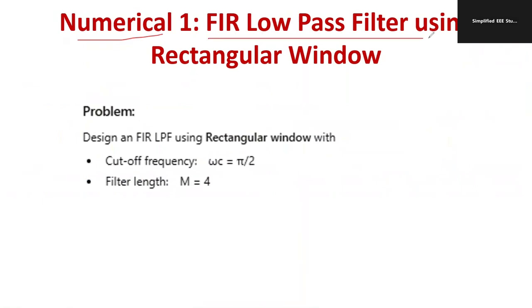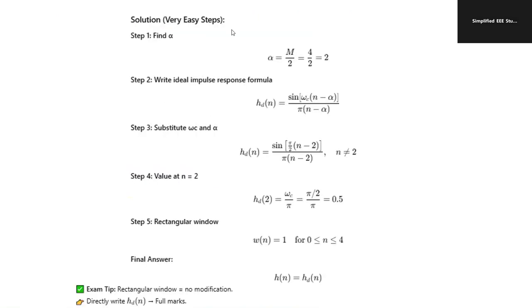Finite impulse response low pass filter using rectangular window. So the question will be in this fashion. Design an FIR LPF using rectangular window with the following parameters. The filter specifications are cutoff frequency omega c given by pi by 2, where filter length M is given by 4. In some cases it is like different parameters, you need not be confused. So these are the parameters they have given. Now what to do? We have to design an FIR low pass filter using a rectangular window.